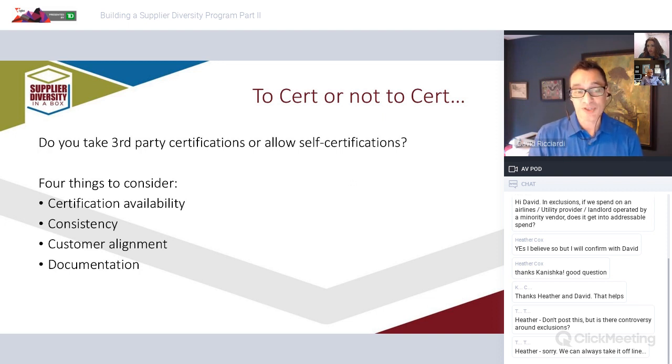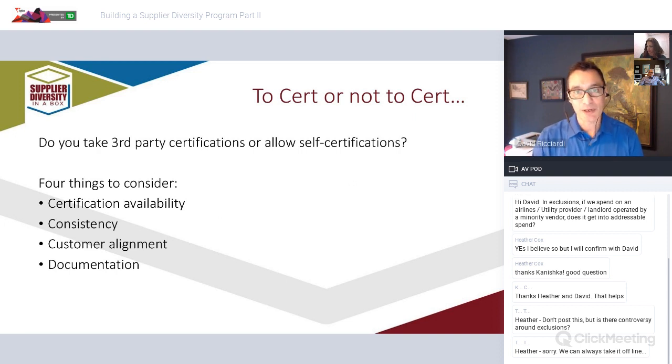First and foremost is certification availability. If you're looking at a diverse category that your company feels is important and you want to track and give opportunities to through your supplier diversity program, you have to ask, is there a certification agency in the market I'm dealing with that will provide me with that third-party certification? That's obviously one of the big drivers. If you're dealing with a group that there's no agency for, self-certification would be your only option.